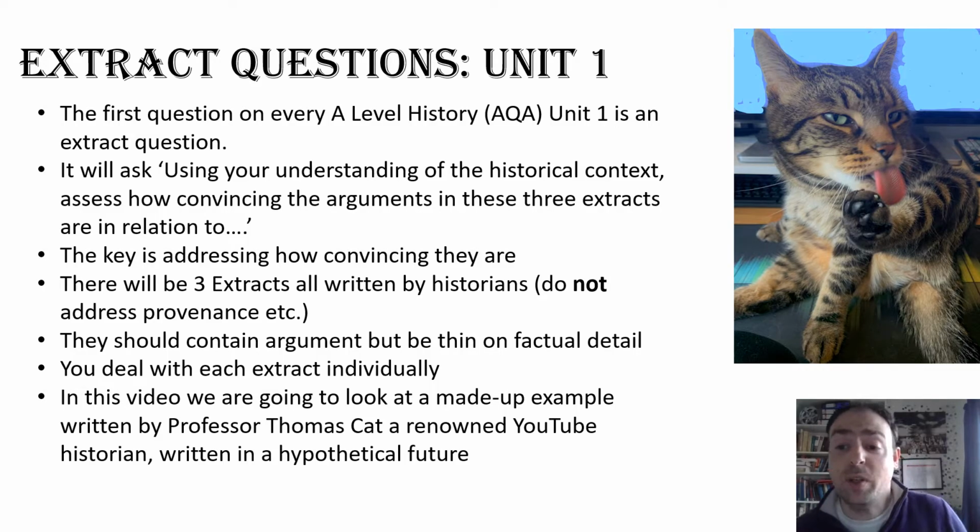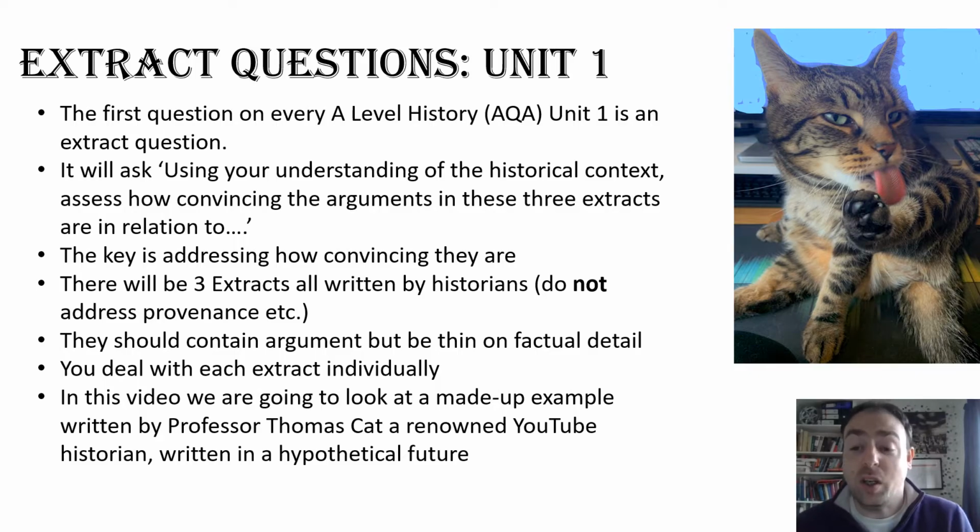So the absolute fundamental of what you're doing is addressing how convincing they are, and that word convincing should turn up lots and lots of times in your answer. There will be three extracts, all written by historians, so you don't do any of that provenance stuff that you do with question 1 on Unit 2. That's completely irrelevant. You are just concentrating on the arguments and therefore trying to assess whether they are correct, whether they are convincing, whether you can support them with evidence or not.